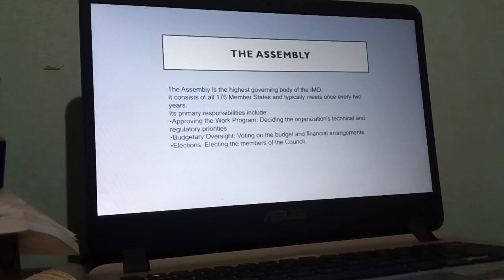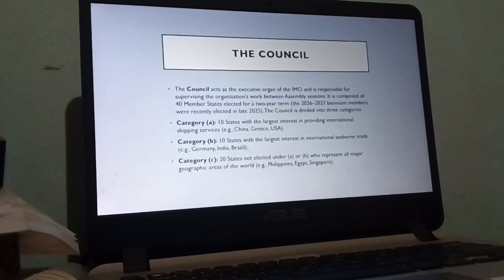The Assembly is the highest governing body of the IMO. It consists of all 176 member states and typically meets once every 2 years. So the responsibilities include approving the work program, budgetary oversight, and elections.